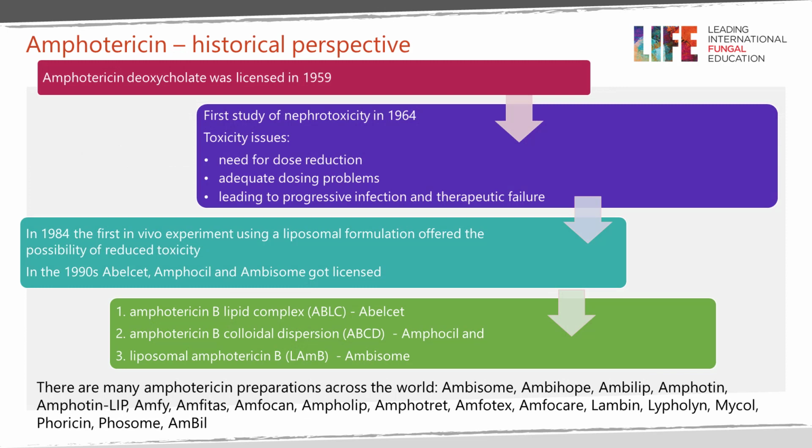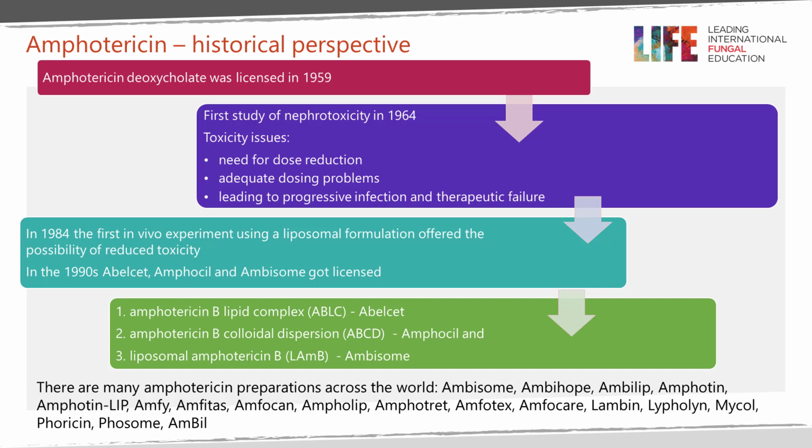Amphotericin, as everybody knows, is not a new drug. It's quite an old one, in fact, with amphotericin deoxycholate first being licensed in 1959. However, the first study of nephrotoxicity didn't appear until around 1964. With these toxicity issues, it was found there was a need for dose reduction. But then there was a problem with dosing, and this led to progressive infection and even perhaps therapeutic failure. So we weren't treating the fungal infections.